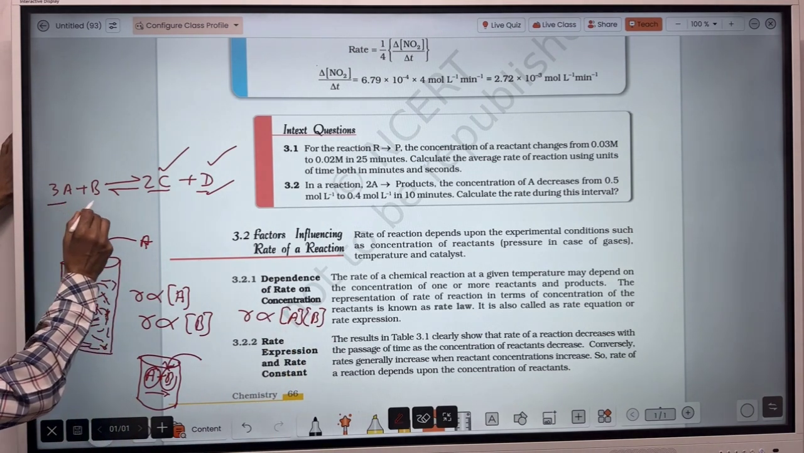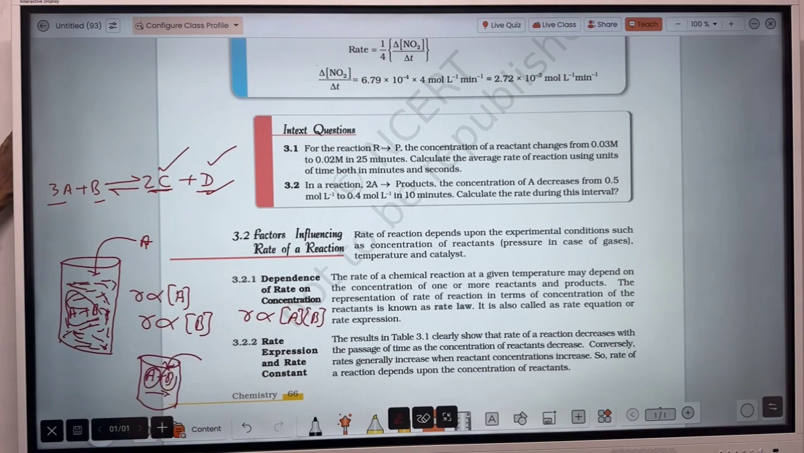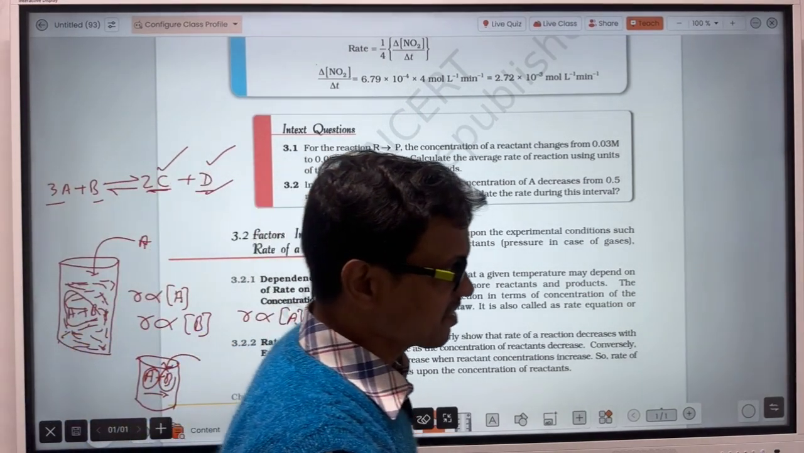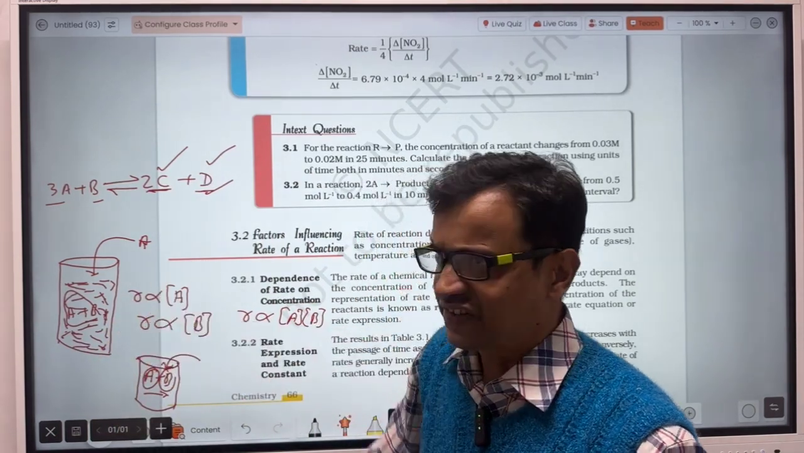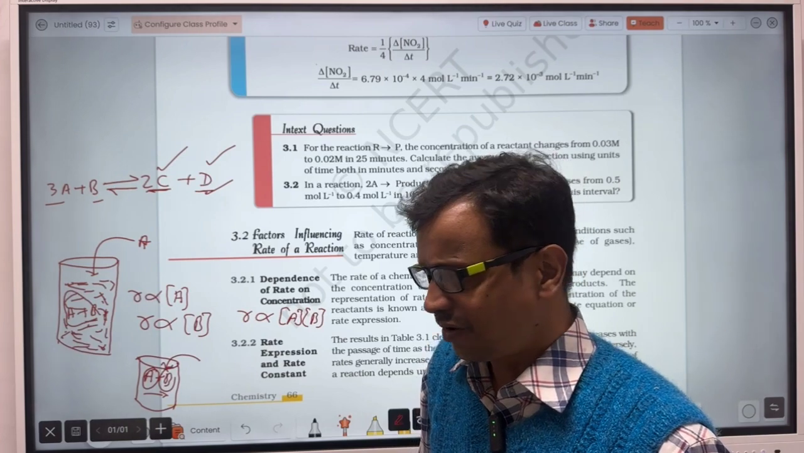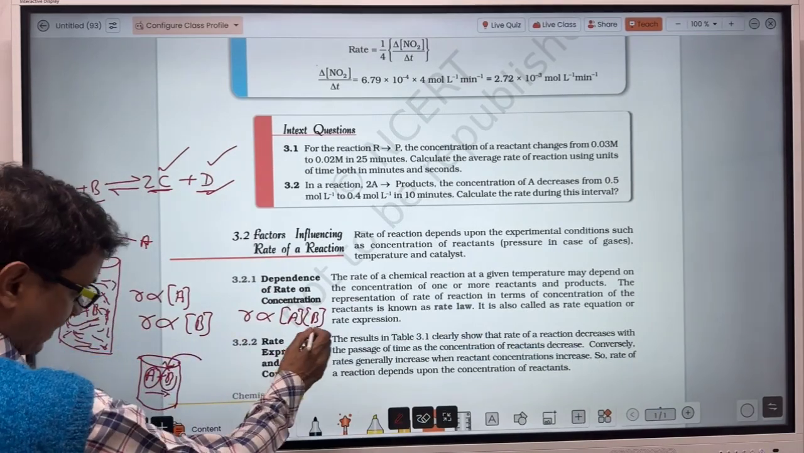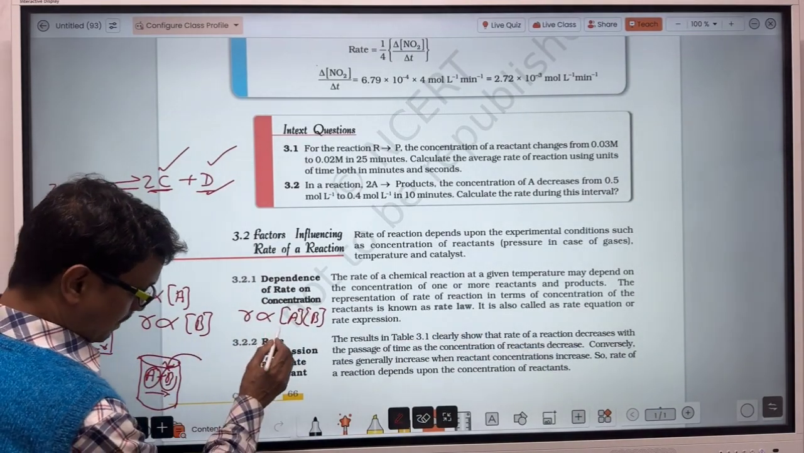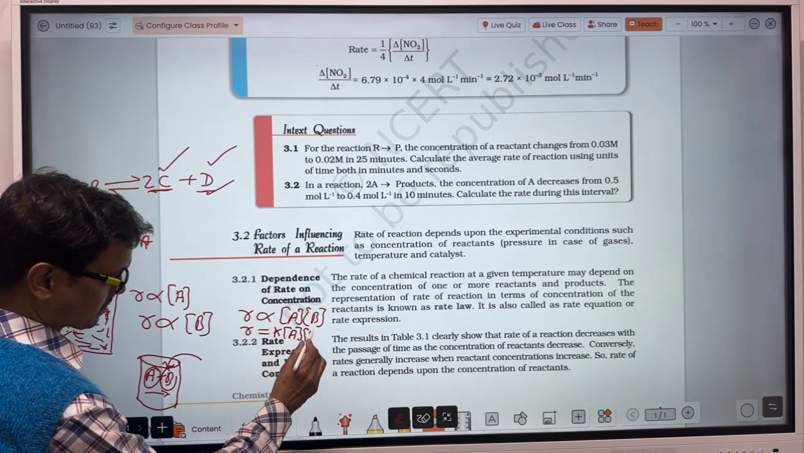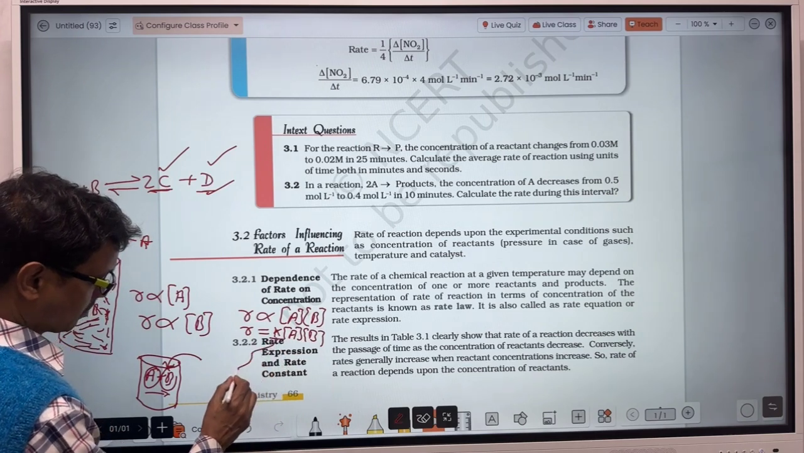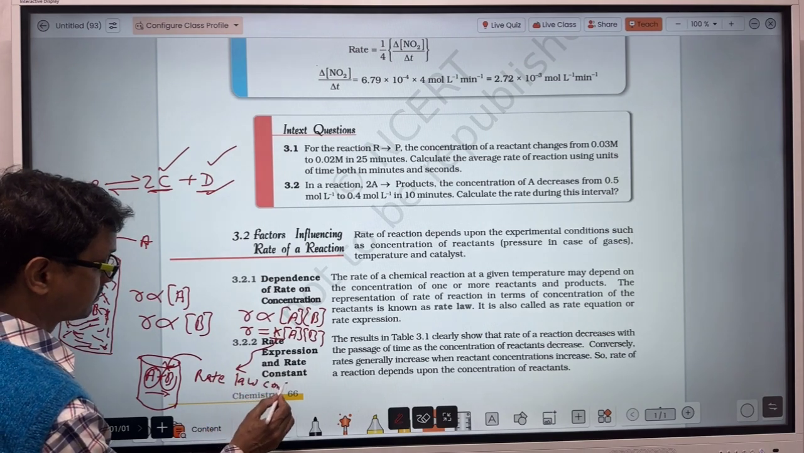The balanced chemical equation here is 3A plus B giving this product. So the balanced chemical equation is different, but the rate law expression is different. The rate law expression is based on doing the experiment: what will be the rate of reaction on changing the concentration of reactant A and reactant B. If we remove the proportionality sign, we have to keep a constant, that will be K into the concentration of A into the concentration of B. This K is called the rate law constant.